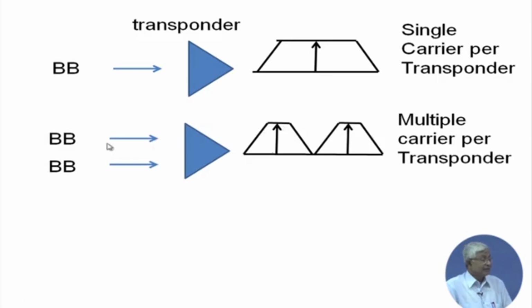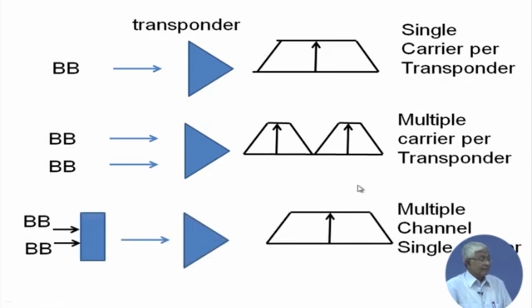There could be multiple carriers. So, two carriers like our earlier examples are transmitted in slightly different spectrum bands, so that they do not overlap, and then it will be called multiple carrier in one transponder. So, multiple carrier per transponder. It could be a multiplexed signal in one carrier coming, and that one carrier is occupying the whole transponder. So, carrier is one, but the channels are more. So, it is multiple channel, but single carrier per transponder, of course.